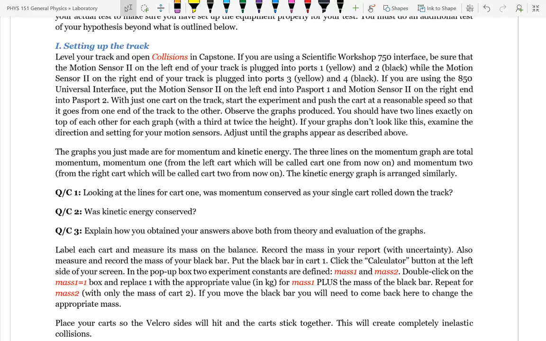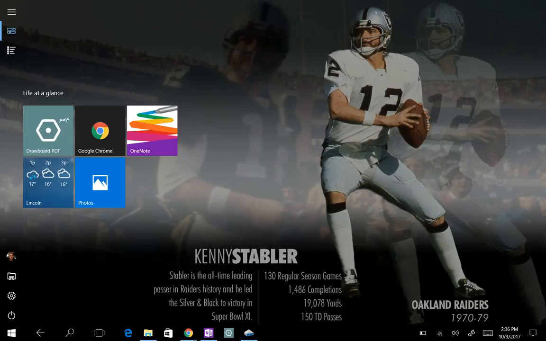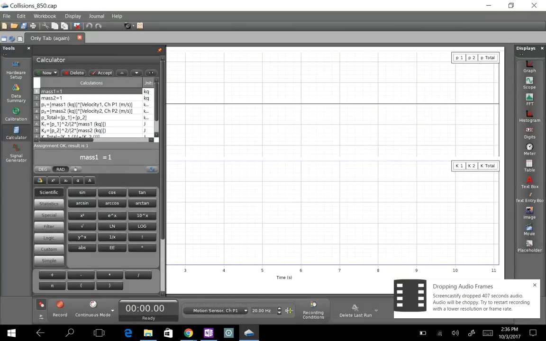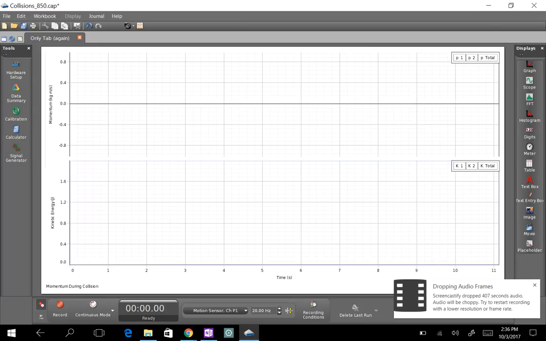Now, let me just switch over to the Pasco software. So the Pasco software, oh yes, we can see we've lost 407 seconds of audio in today's talk. That's 6.5 minutes of audio. It's going to be garbled again. I don't know what's going wrong. Try to restart recording with lower resolution frame rate. That's the next thing I will do. Okay, close that.